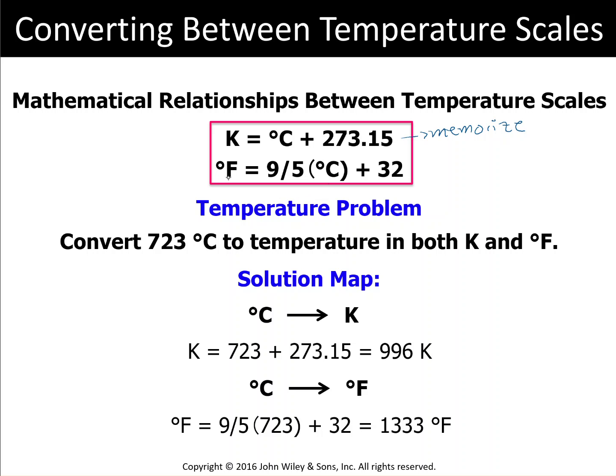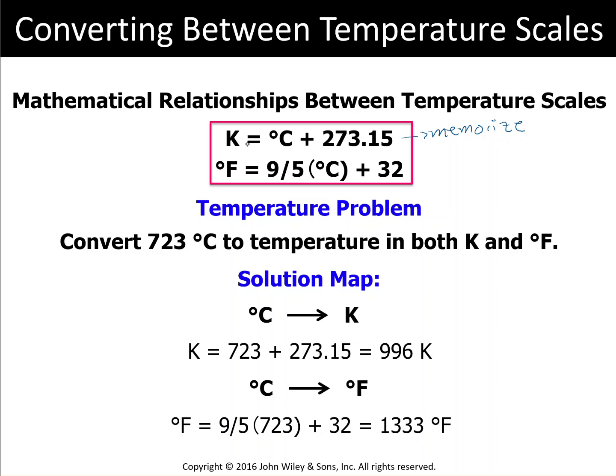We cannot go from Fahrenheit directly to Kelvin. You would need to go from Fahrenheit to Celsius and then from Celsius to Kelvin. Here is an example of temperature conversion: convert 723 degrees Celsius to Kelvin. You just plug it into the formula, that gives you 996 K, and for Fahrenheit that would be 1333 Fahrenheit.